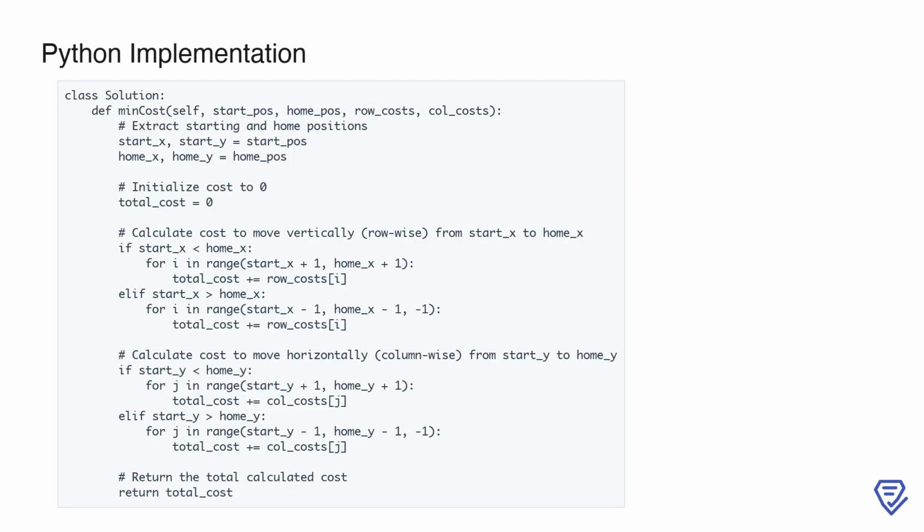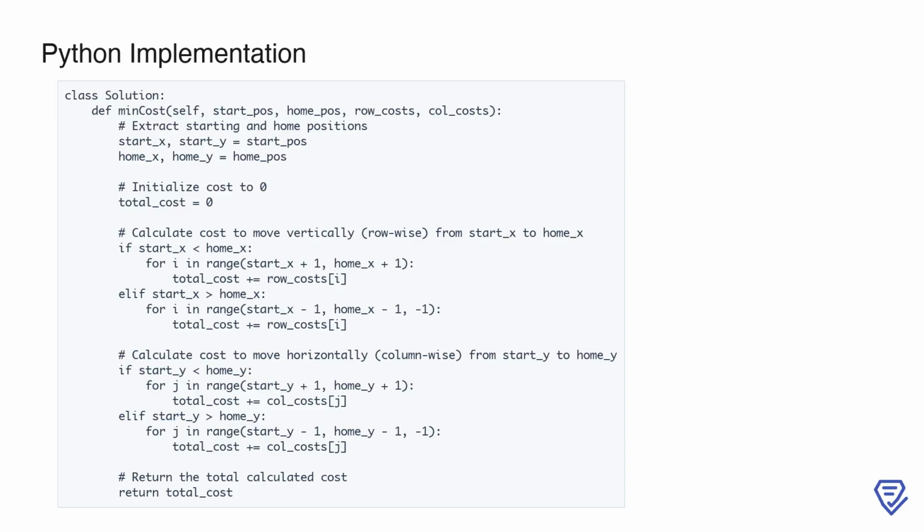4. Horizontal, column-wise, movement. If the robot needs to move rightward, from start_y to home_y where start_y < home_y, we iterate from start_y plus 1 to home_y and add the respective col_costs for each column. Similarly, if the robot needs to move leftward, from start_y to home_y where start_y > home_y, we iterate in reverse, from start_y - 1 to home_y - 1, and sum the respective costs. 5. Return total cost.